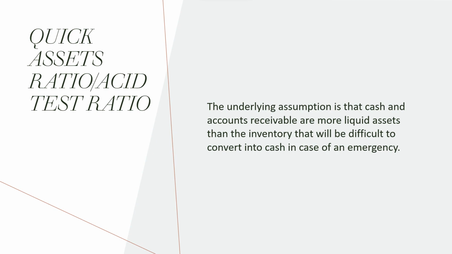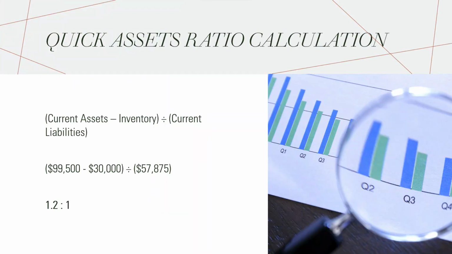The second important liquidity ratio is the quick assets ratio, also called the acid test ratio. The quick assets ratio is a rather more stringent measure of liquidity than the current ratio. It is the ratio of quick assets, that is current assets excluding inventory, to current liabilities. The underlying assumption is that cash and accounts receivable are more liquid assets than the inventory, which will be difficult to convert into cash in case of an emergency. This is because inventory may be first sold on credit and converted into accounts receivable, and then the accounts receivable will be converted into cash.